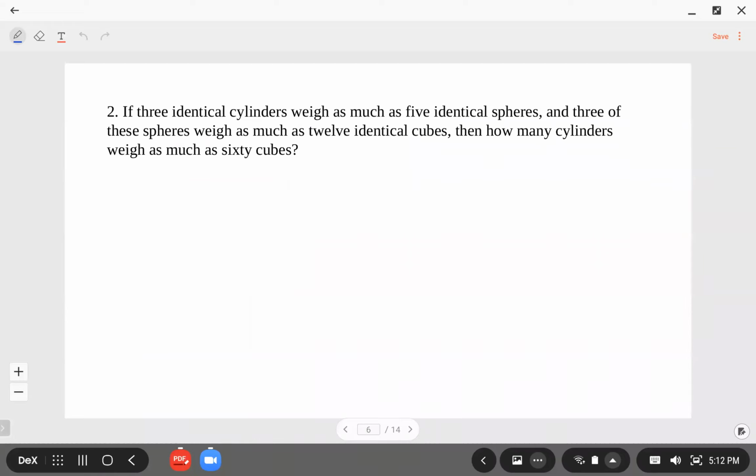Second problem. If 3 identical cylinders weigh as much as 5 identical spheres, and 3 of those spheres weigh as much as 12 identical cubes, then how many cylinders weigh as much as 60 cubes? Repeat. If 3 identical cylinders weigh as much as 5 identical spheres, and 3 of these spheres weigh as much as 12 identical cubes, then how many cylinders weigh as much as 60 cubes?